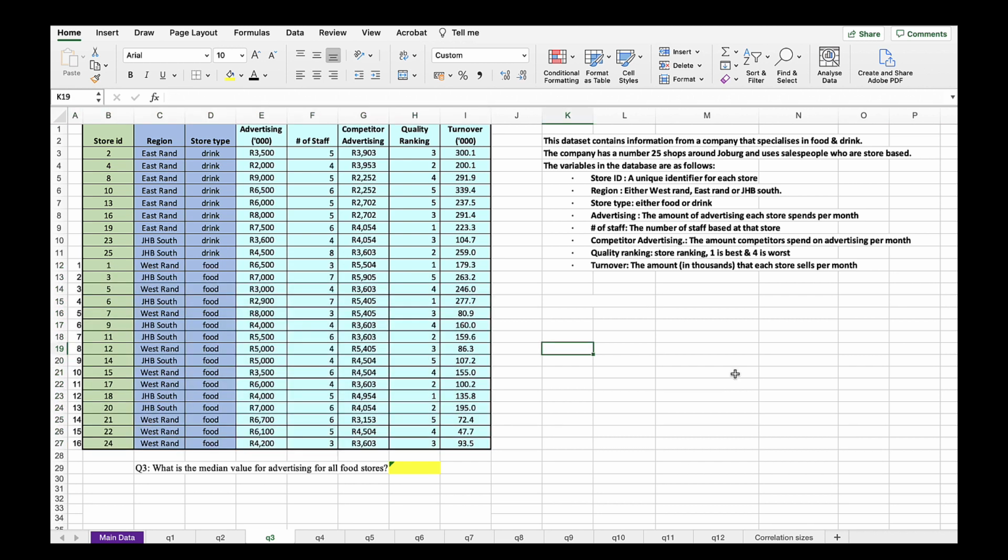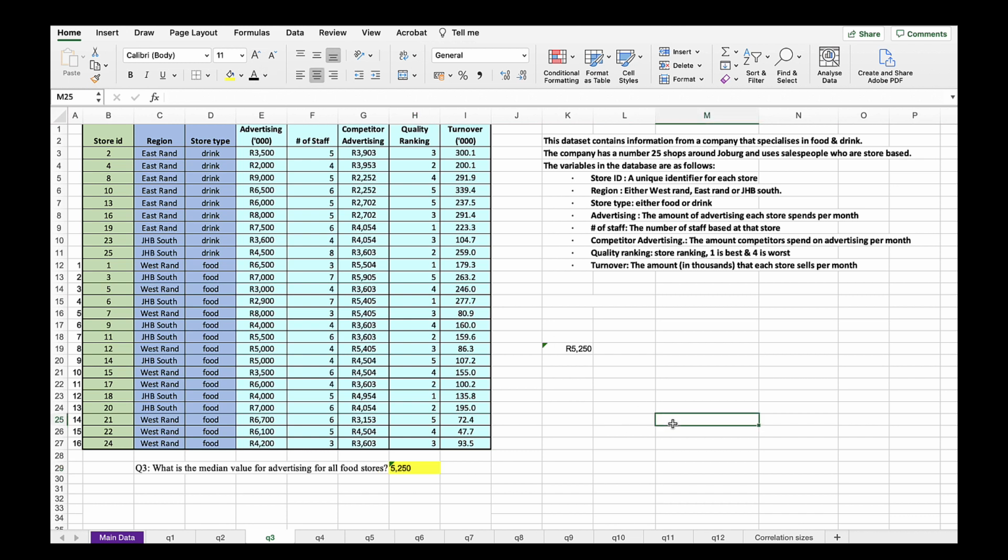Now that we've sorted it, I can do it in a number of different ways. Let me explain to you. The easiest way is we can now do the median of just those food stores. So I say equals median, and I highlight just the food stores, and we're looking at advertising. So I highlight all of those, and I close the brackets, and I hit enter, and it gives us the median of 5250. And that now is my median.